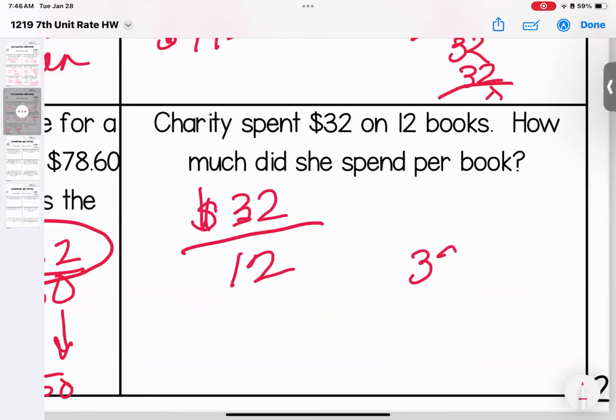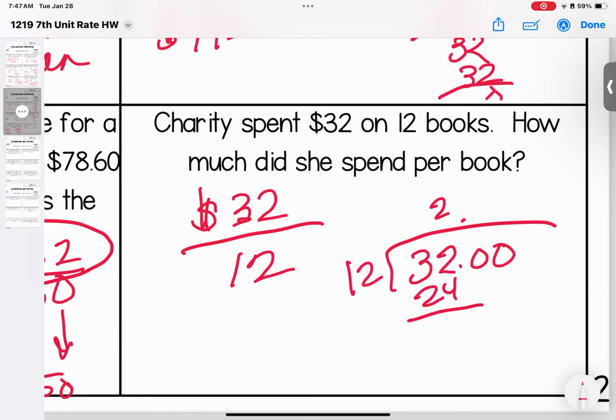How much did she spend per book? Let's see. Two is 24. Three would be 36, so that would be too much. That's eight. Bring down our zero.